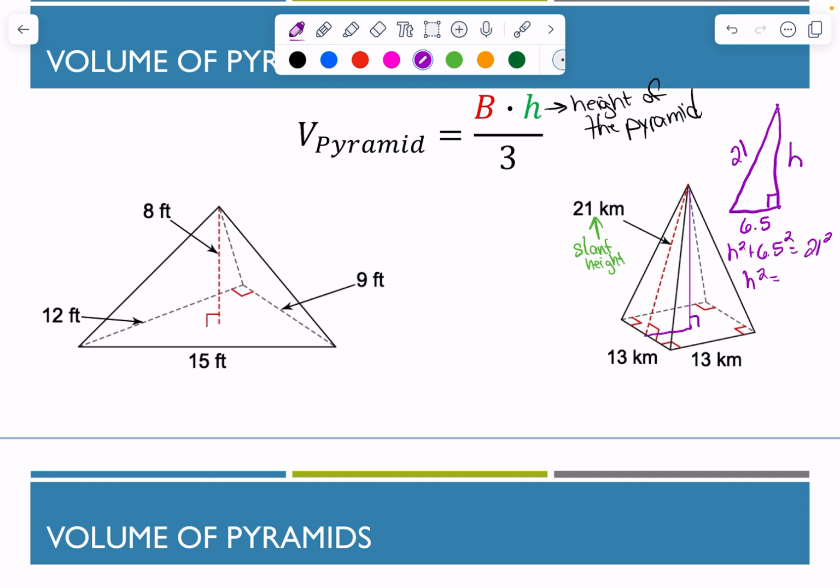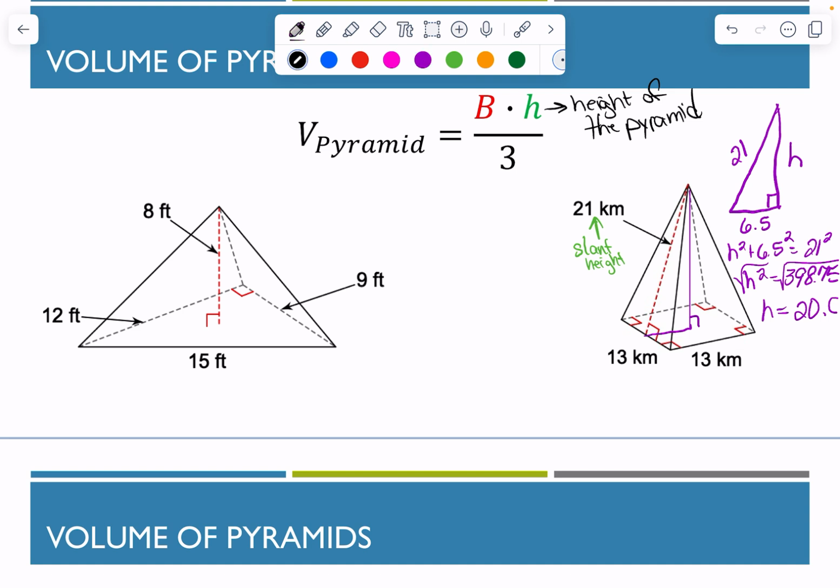And that's going to give me a value of 398.75. I'm then going to take the square root of 398.75, and that's going to give me 19.96, which would round up. So I'm going to call that 20.0. So the height here is going to be 20.